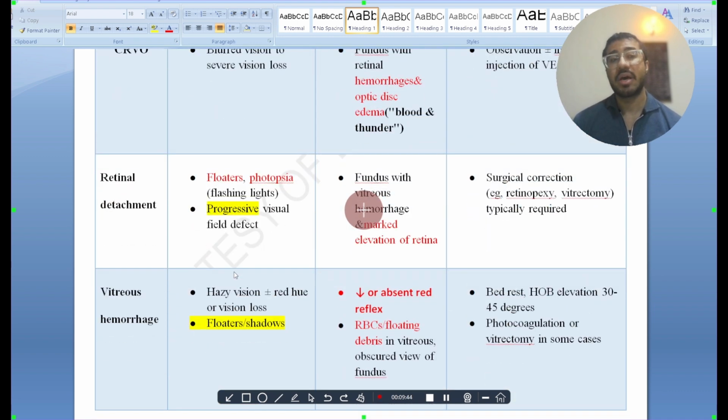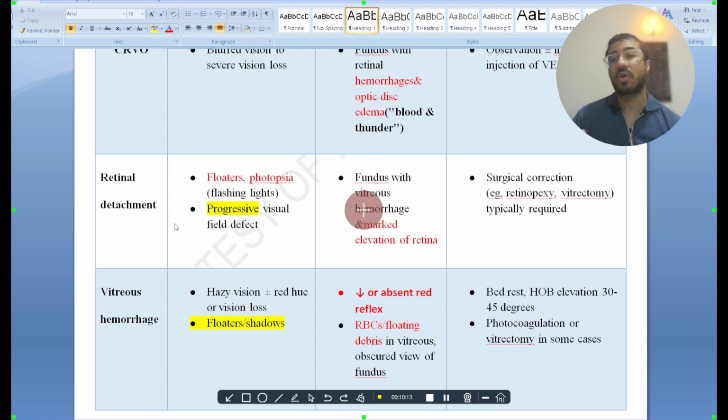Retinal detachment, I told you it's gonna progress with loss of peripheral vision first, and because of the debris in the vitreous, you're gonna see floaters. So that's what the patient is gonna complain of. The patient is gonna say that he sees floaters during the detachment, photopsia, and starting with loss of peripheral vision, progressing slowly to the center as the retina slowly detaches from the periphery and progresses to the center.